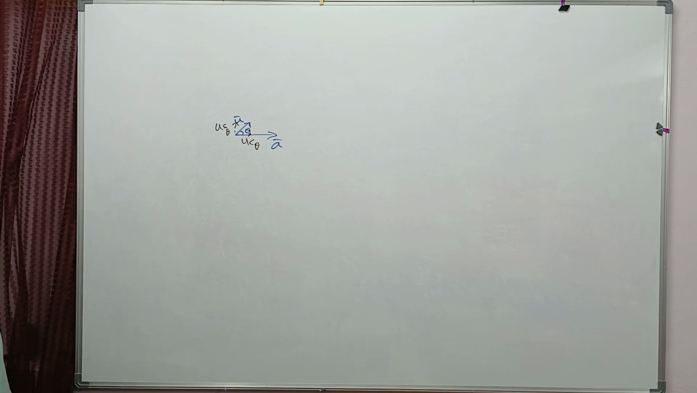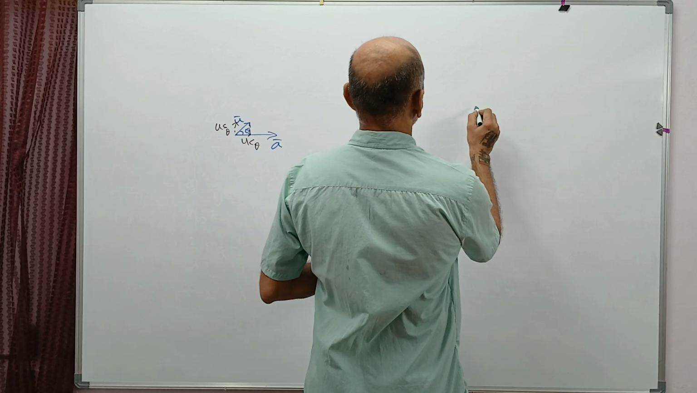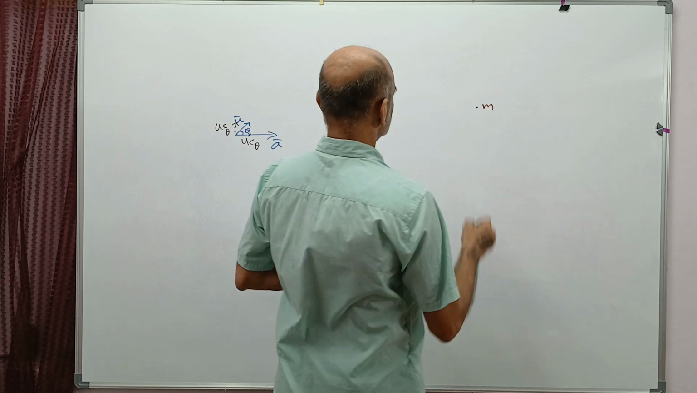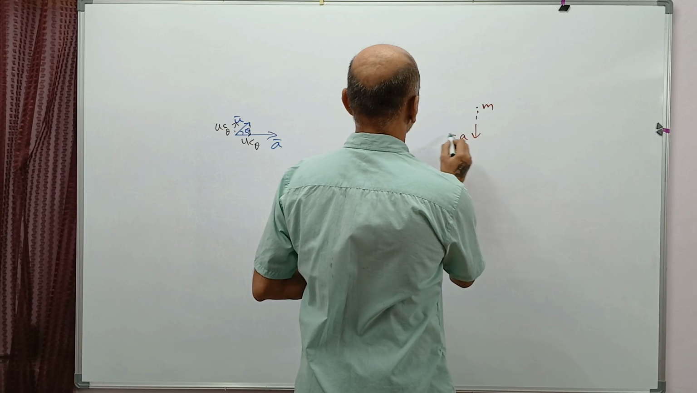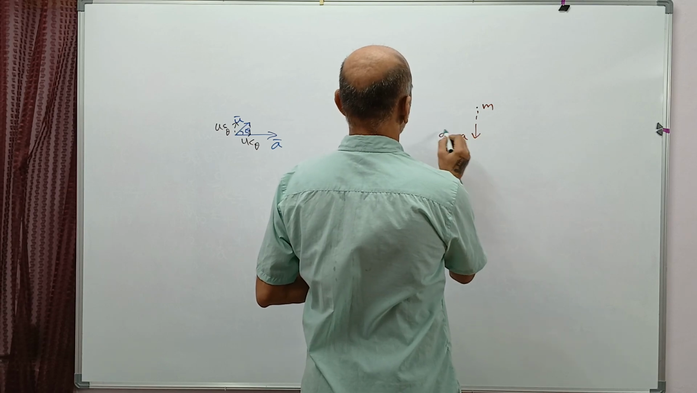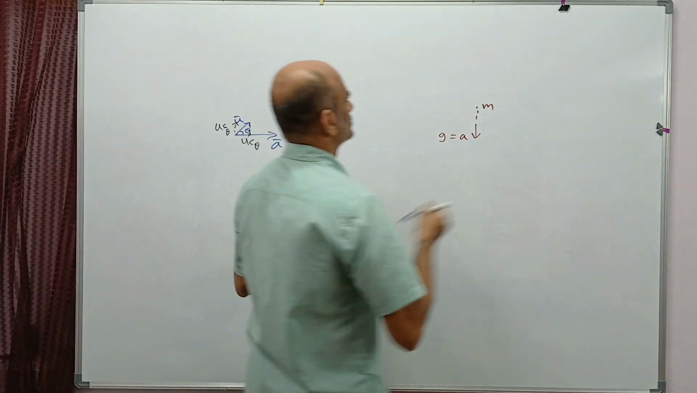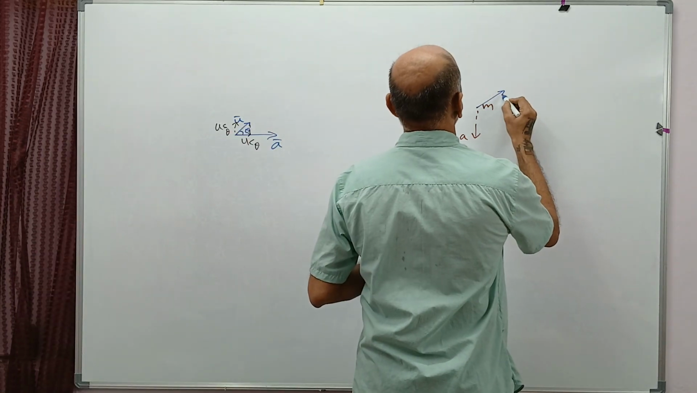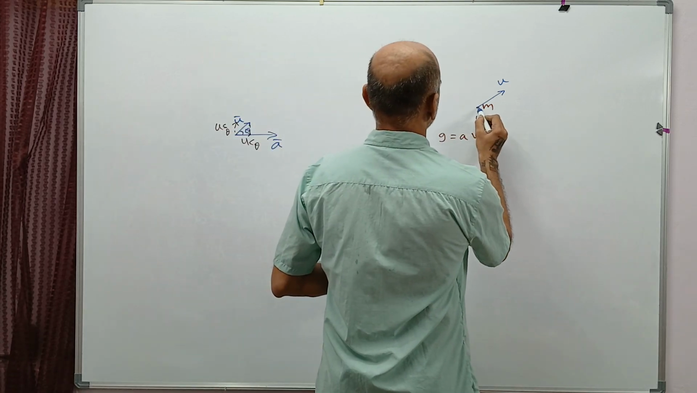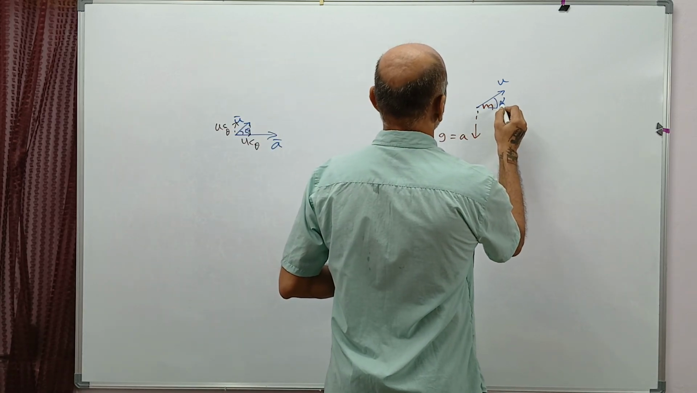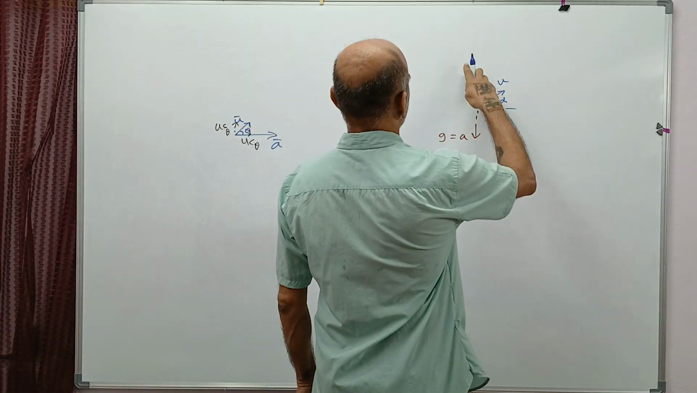One example of this type of motion is projectile motion, where there is, say, a mass m here, Earth is pulling it down, so acceleration is downwards, which is g, and it's projected with the initial velocity u. Suppose u makes an angle, let's say alpha, with the horizontal. So u cos alpha is like this, u sin alpha is like this.